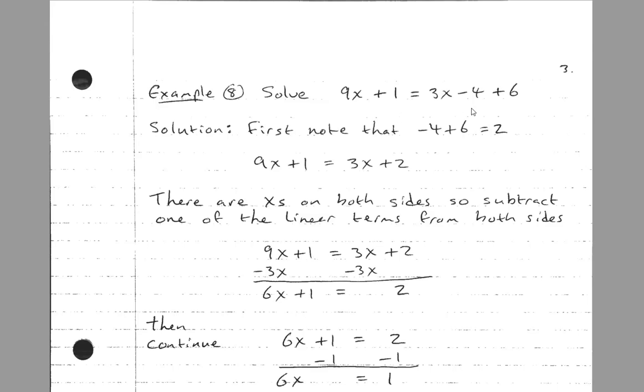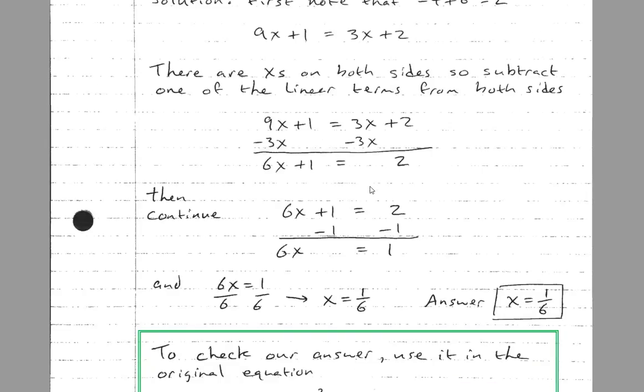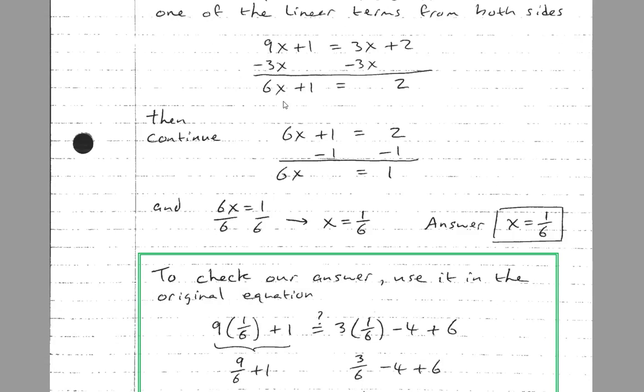Alright, so again, the steps here were first look at each side separately and see if you can do any simplification. If you have x's on both sides, then subtract one of those. We could have subtracted 9x from both sides. That would have worked too. And then we get it to a basic linear equation.